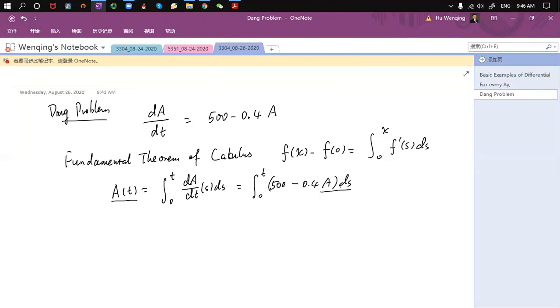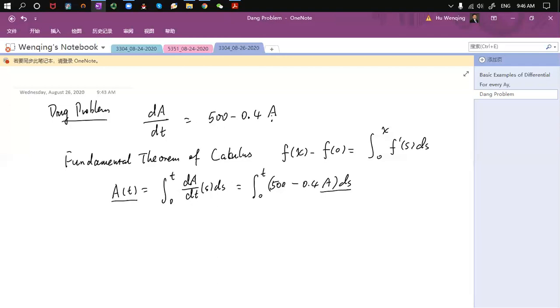So that's kind of a tautological fact that doesn't give you anything, because it tells you that a function is equal to its integral, right? So it doesn't really tell you anything. So what's the problem? The problem is that the right-hand side of this equation depends on the unknown variable also. So how are we going to solve this differential equation?